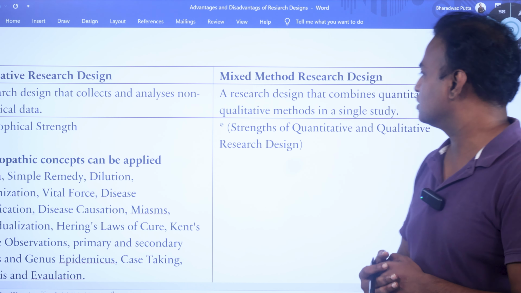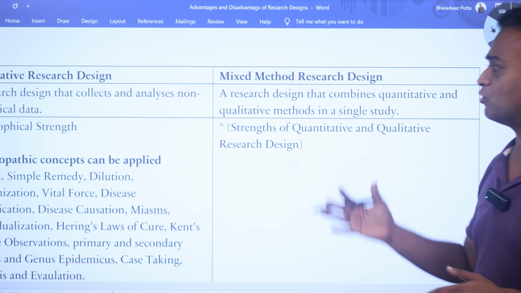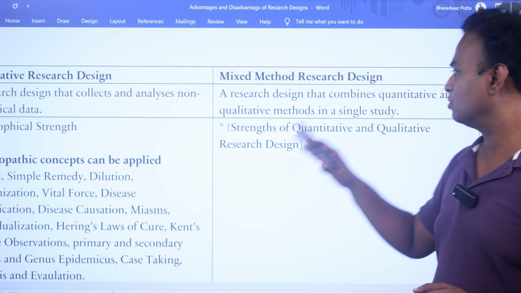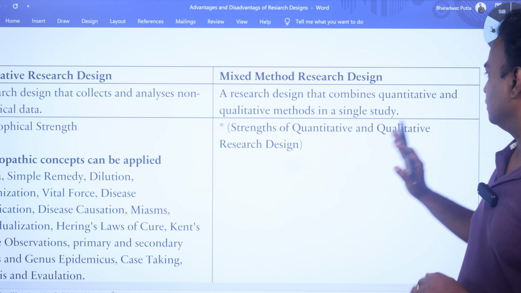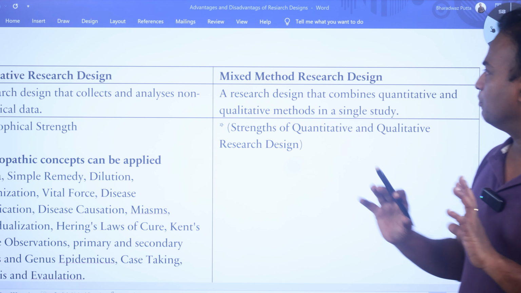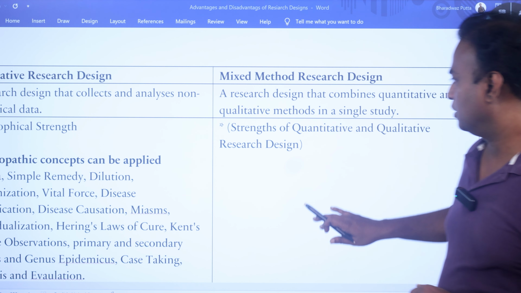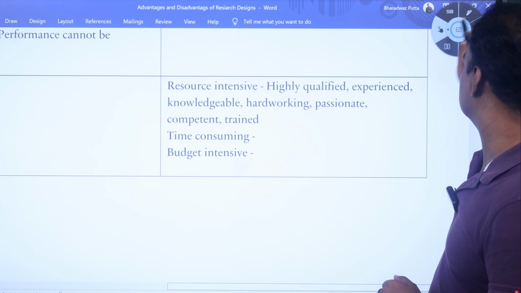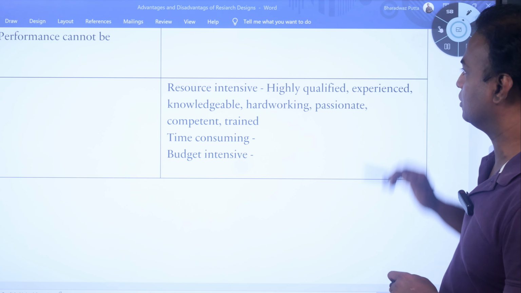And the next one is mixed method research design. What are all the strengths? Whatever strengths you have seen in qualitative research and quantitative research, those are all the strengths. These are considered as strengths for mixed method research. Then what are all the disadvantages of mixed method research? You can see here there are some disadvantages of mixed method research.